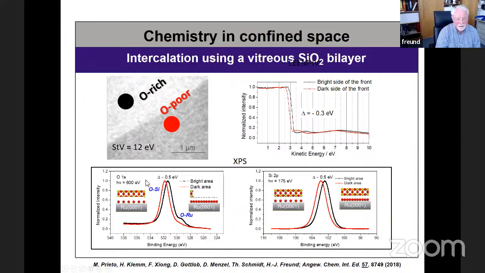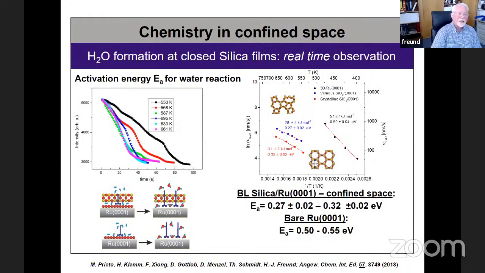And in particular, what we can do is we can look at the reaction speed as a function of temperature. And if we do this, we can create these plots, right? The plots allow you to determine the apparent activation energy.